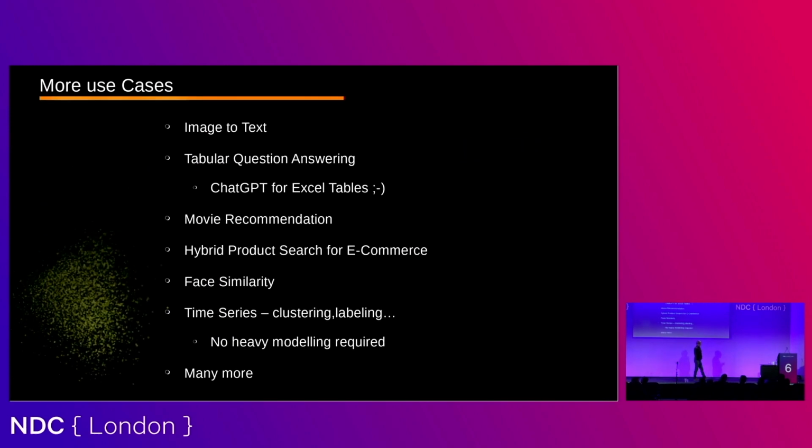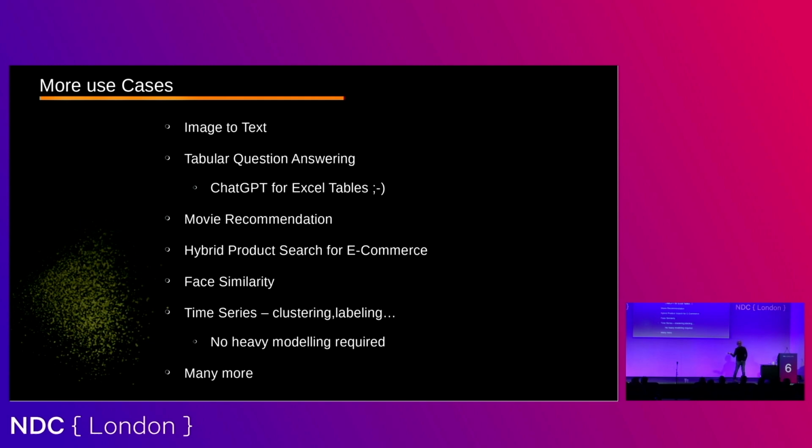Images to text, you can have models and put in an image in a query and get back text, for example. Tabular question answering I tested works pretty good. You can ask a question about Excel tables, movie recommendation, hybrid product search for e-commerce. That means you can look for a product that looks, I don't know, similar in the image, and also has some structured data attached to this. Face similarity can be used also for this. If you're working for the government, maybe this might be interesting for you.